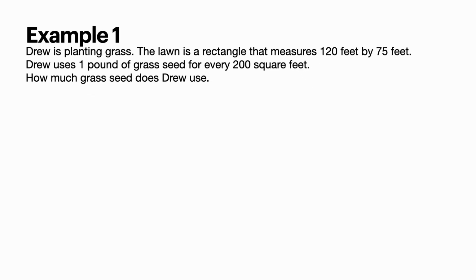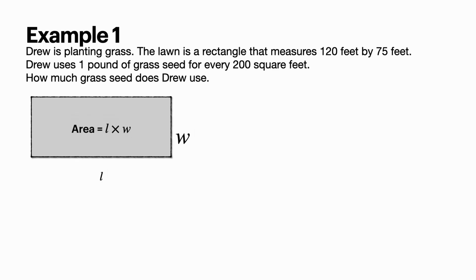Example 1. Drew is planting grass, and the lawn is a rectangle that measures 120 feet by 75 feet. Drew uses 1 pound of grass seed for every 200 square feet. How much grass does Drew use? It's a rectangle. Length times width would be the area.